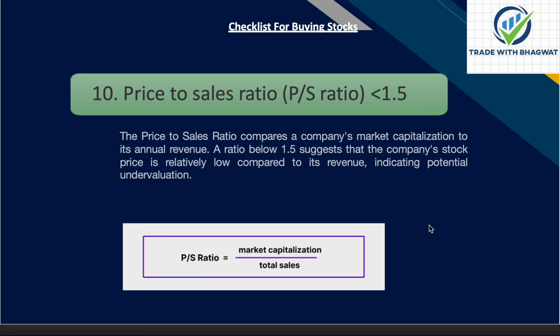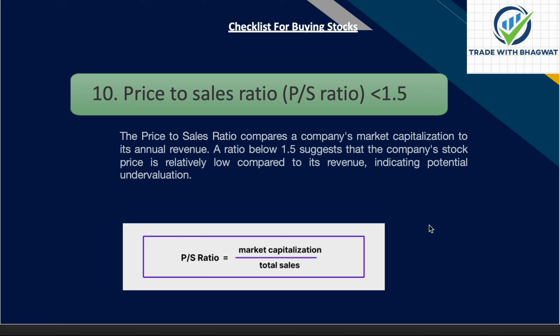The next one, the price to sales ratio, compares a company's market capitalization to its annual revenue. A ratio below 1.5 suggests your company's stock price is relatively low compared to its revenue, indicating potential undervaluation. And the formula is below: market capitalization divided by total sales is equal to price to sales.